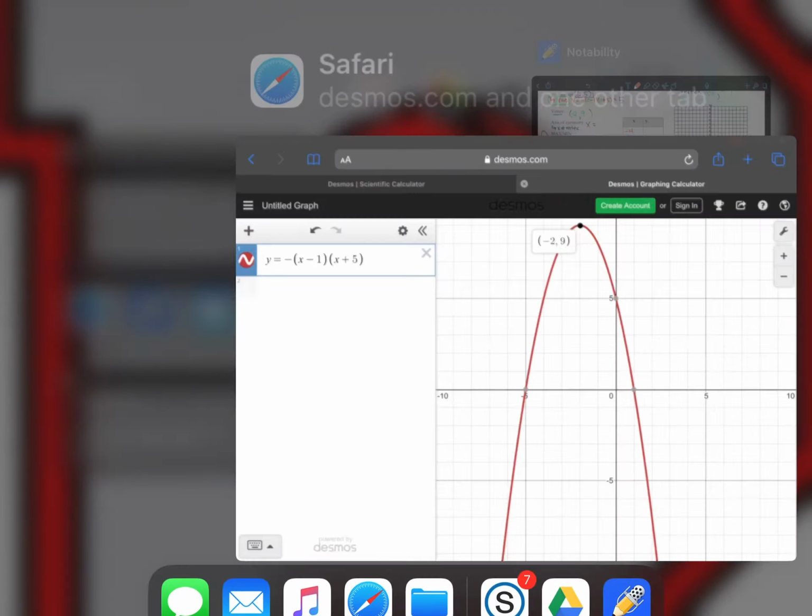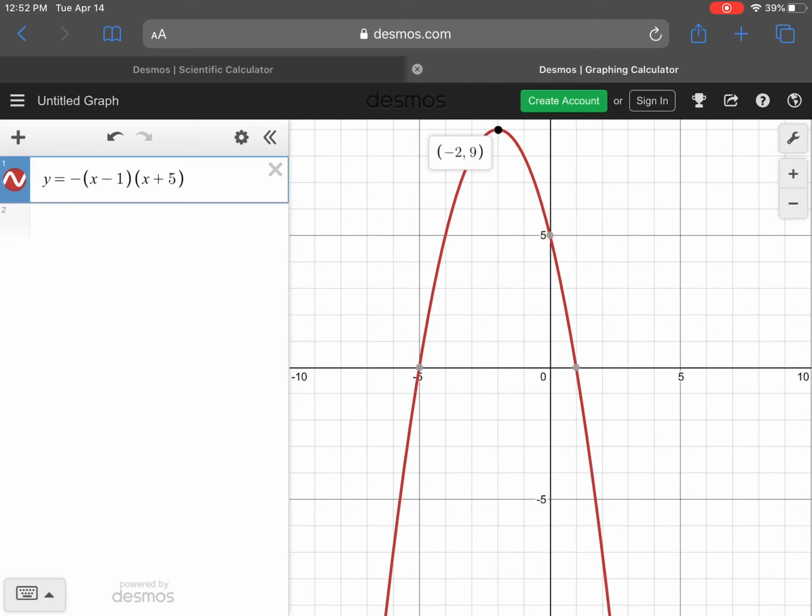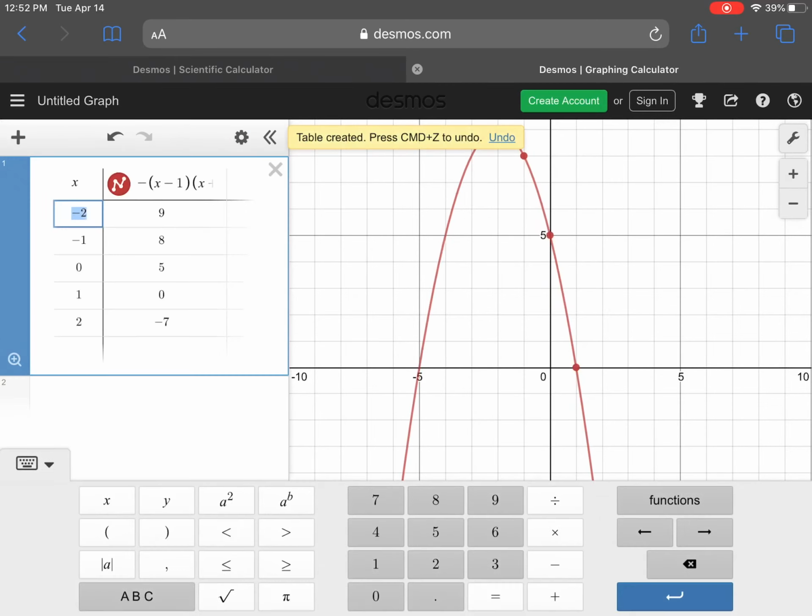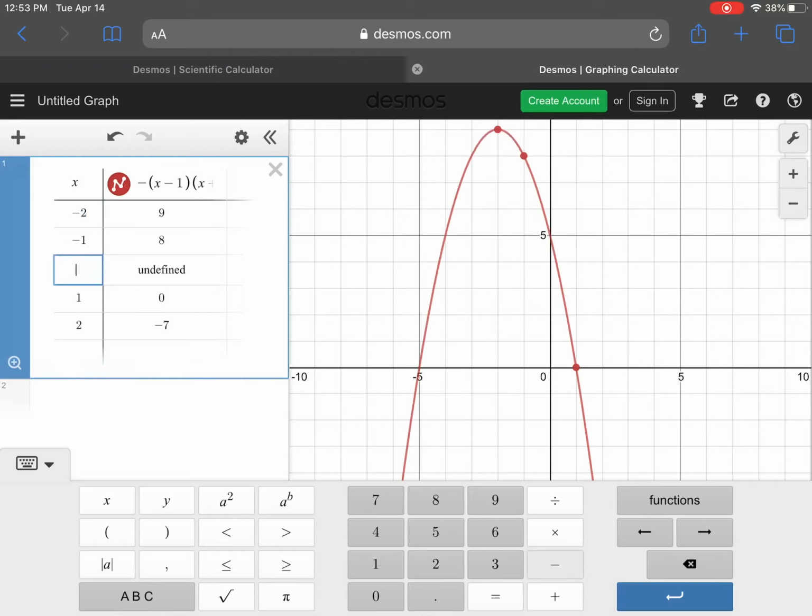Come back here. All right, so negative 2, 9. So now I'm going to go ahead and put my table in. This is where you have to plug in the x's yourself. So again, in your middle, you want negative 2. And then here we did negative 3. Here we did negative 4. And then here we did negative 1. And then we did 0.